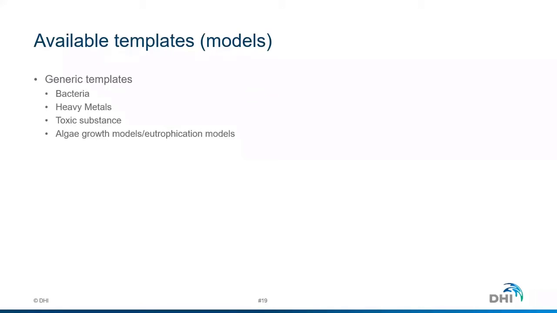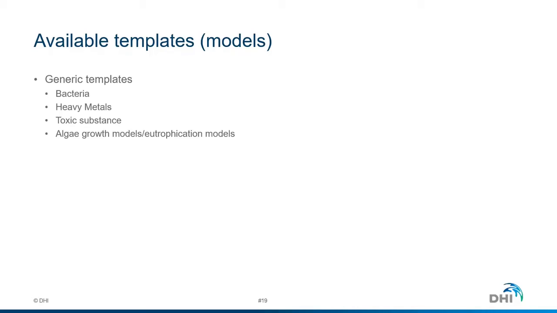As I mentioned, there are a number of templates available already. These can be used directly, or they can be altered through the template. We have generic templates like bacteria, that's basically a decay of Enterococci or E. coli, heavy metals, toxic substances, and algae growth models or eutrophication models. So these are all generic. They are applicable for all surface waters, I would say.